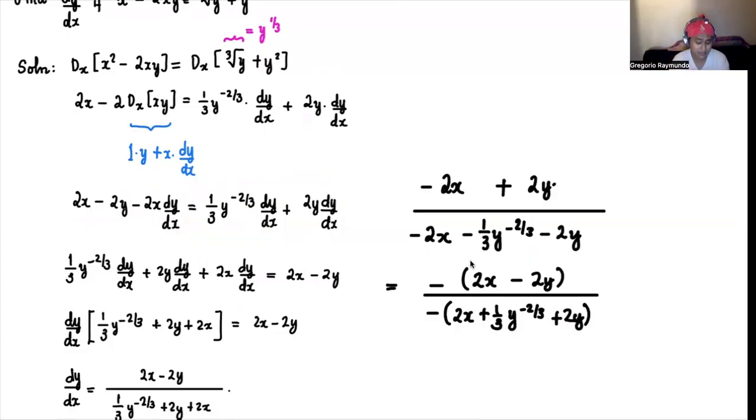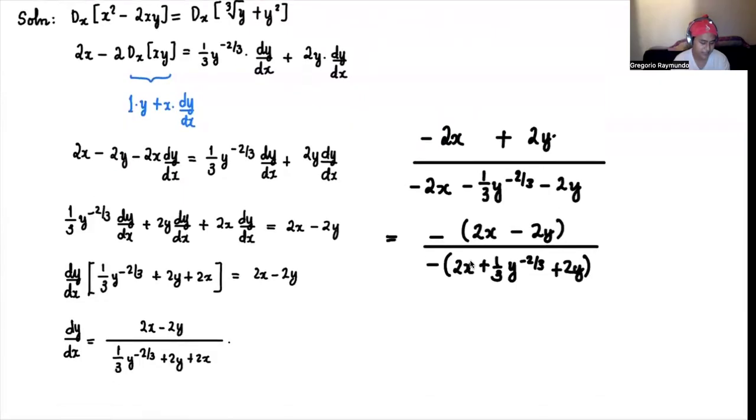Since reflexive ang equality, we can write it in this form: 2x minus 2y on the left-hand side, and sa right-hand side, lahat ng mga may dy over dx. Technique, mas maganda siyang makita na nasa right-hand side, left-hand side yung mga may dy over dx.